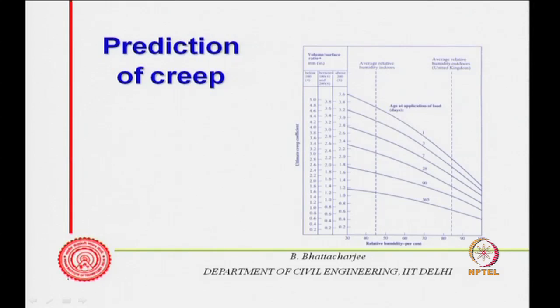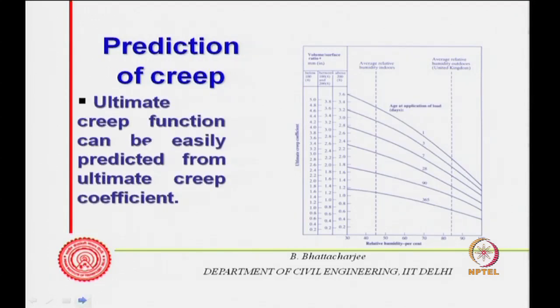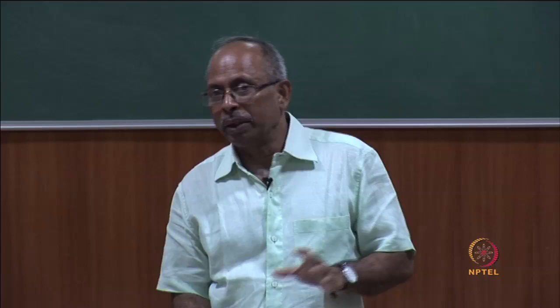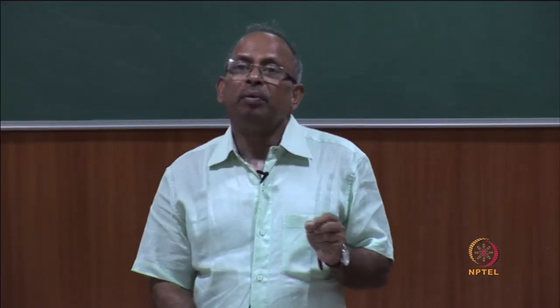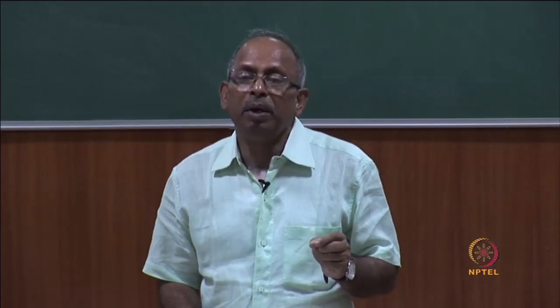So, exposure condition, volume to surface area ratio, and age, these are the three main factors that were considered in this one to find out the ultimate creep coefficients. If you know the ultimate creep coefficient, then you can find out the ultimate creep function, which you have seen in the last lecture. The formula is the same because the definitions are the same. There is no variation in the definition compared to the ACI method or other methods. So, we find out the creep function from the creep coefficient.